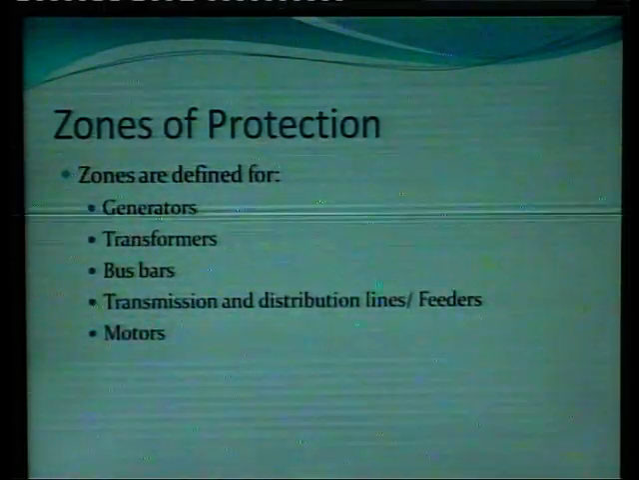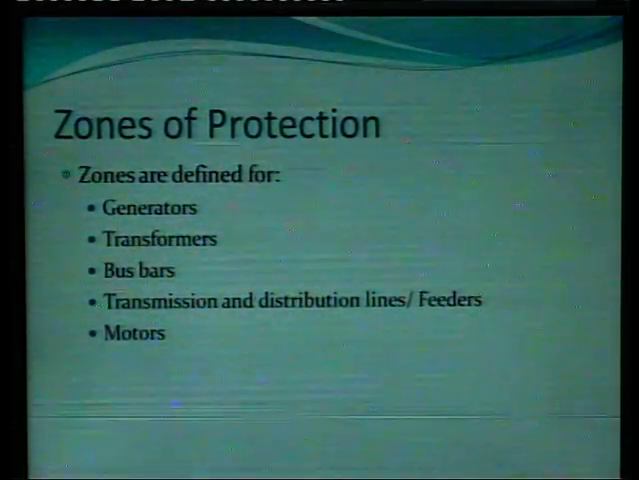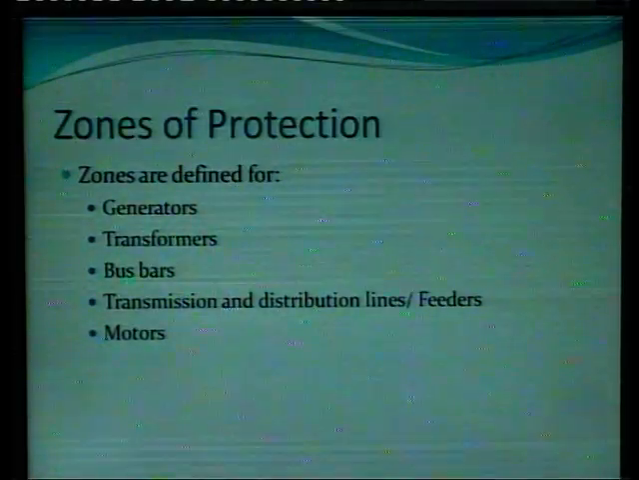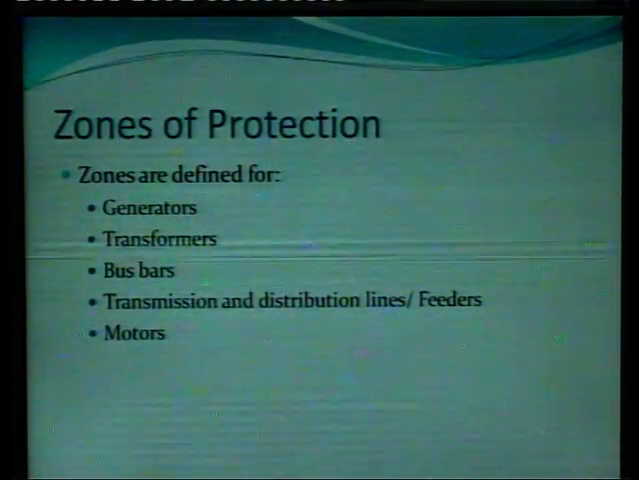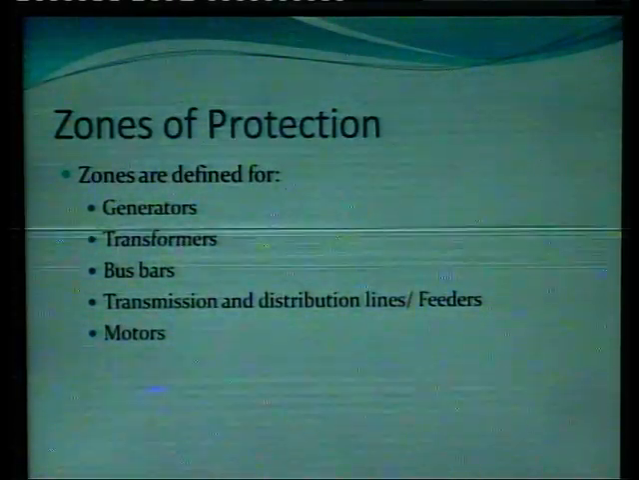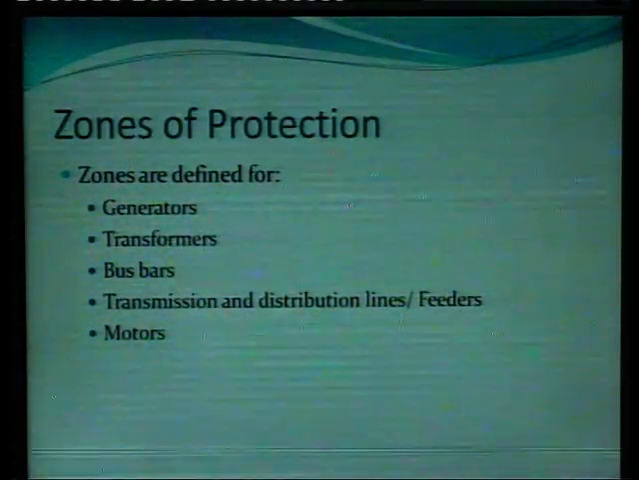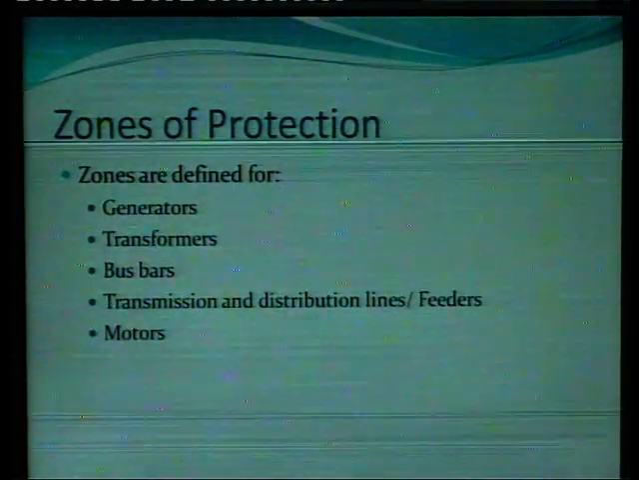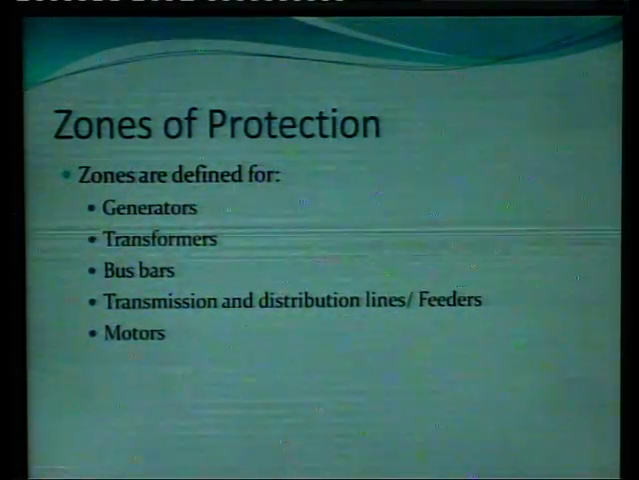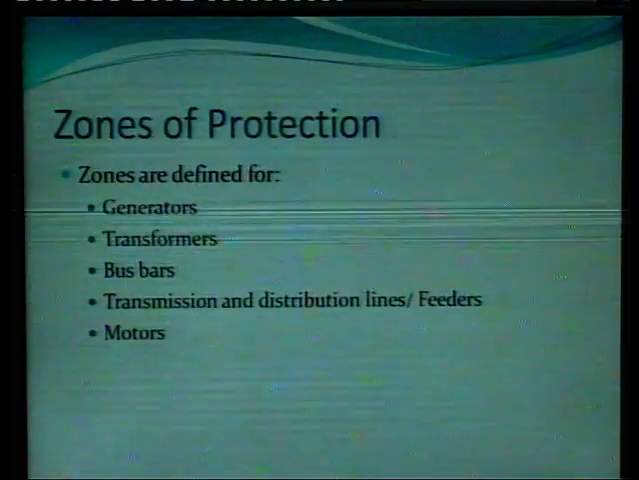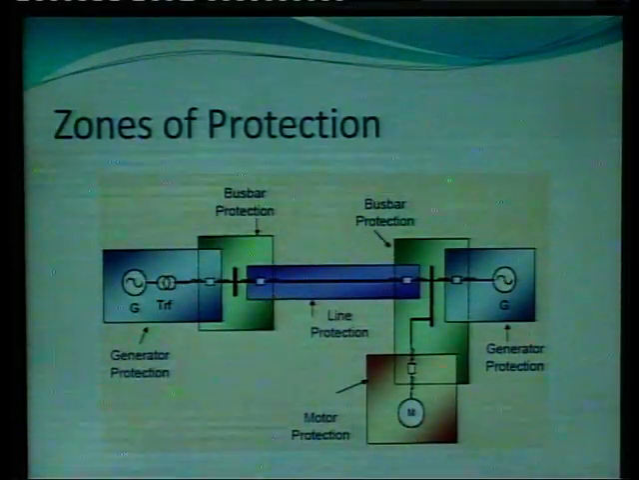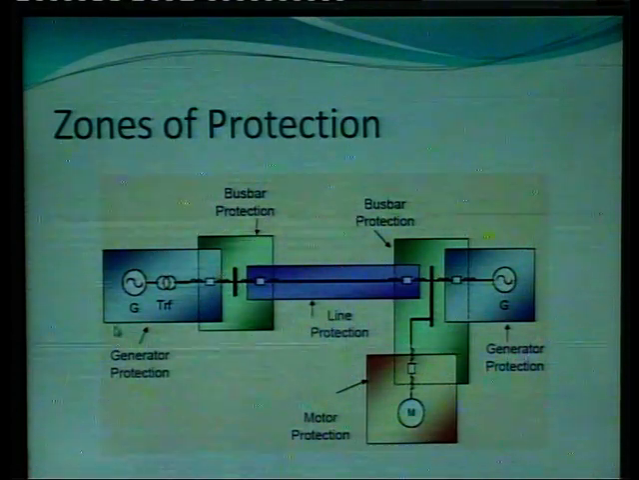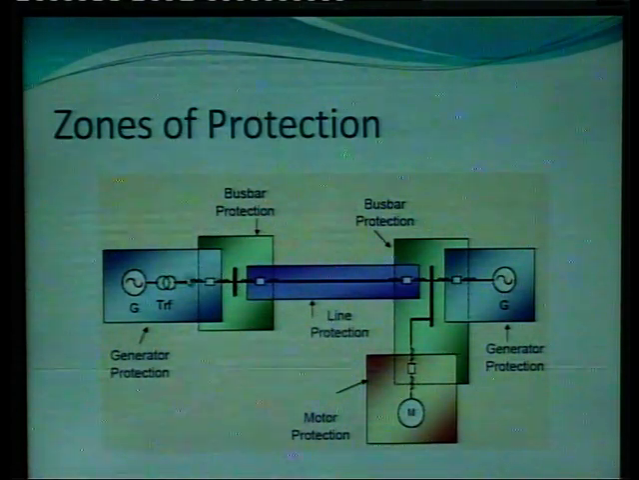So let us differentiate the main zones of protection. First, protection is necessary for generator, for transformer, for bus bar, for the transmission and distribution line, that are feeders, and last is at the motors. So in this way we can differentiate the different zones of protection.